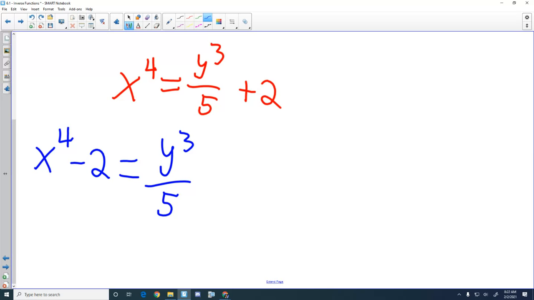And according to SADMEP, you want to cancel out whatever's being multiplied or divided first, and then save those exponents for later. So I'm going to cancel out this divide by 5 by simply multiplying by 5, although I would need to multiply this side by 5 as well to keep the equation balanced. These cancel.